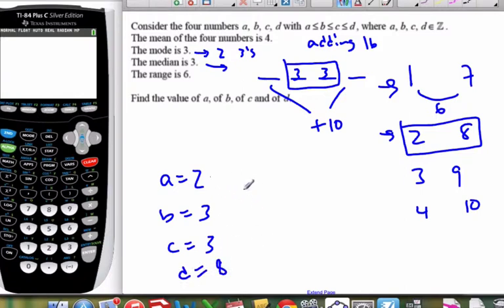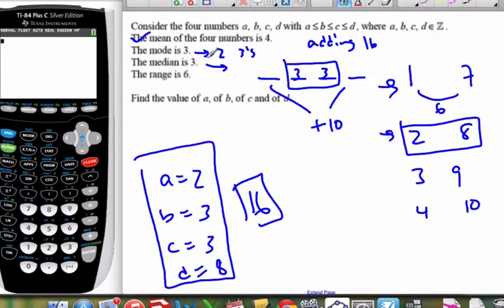When I add them up, I get a total of 16, which is good for the mean. The mode is 3, which happens twice. The median is 3, it happens here in the middle. The range is 6. And so these are my values. There's no real calculations. It's just thinking about what these words mean and then finding the ones that fit.